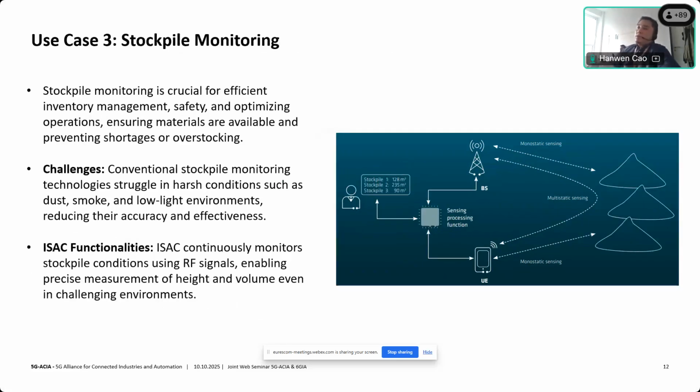The third use case is also for stockpile monitoring. Conventional stockpile monitoring technologies may struggle in harsh conditions, as aforementioned, such as dust, smoke, and low light environments. But with radio frequency sensing, you can have all-day, all-condition monitoring of stockpiles, which can be used to optimize the efficiency of stockpile management.